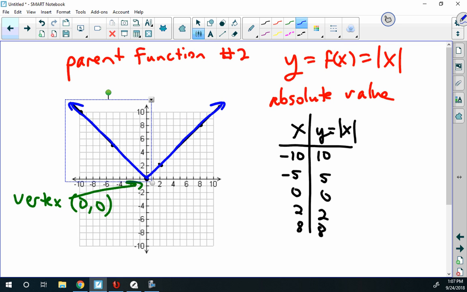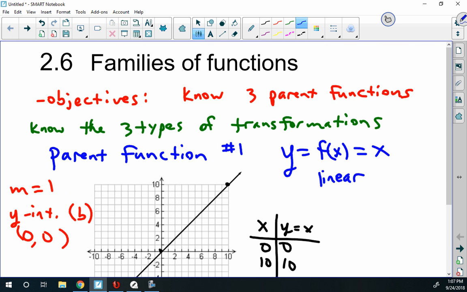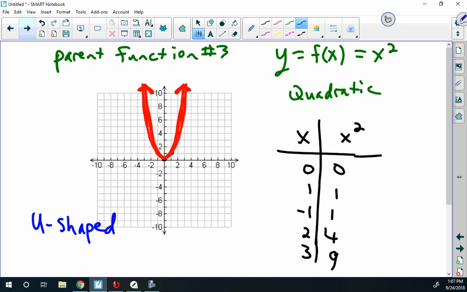Parent function number 2, the absolute value function. Parent function number 1, the linear, and parent function number 3, the quadratic. How did we feel about those 3 things? Would you be able to graph those next week if I gave you those on a quiz without a calculator, without notes? Well, I guess if I did that, it would be a test, because you're allowed to use your notes on just about all quizzes in here.